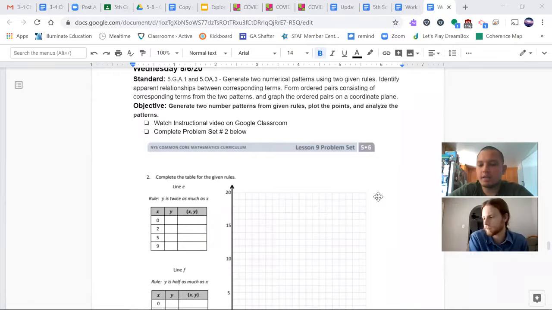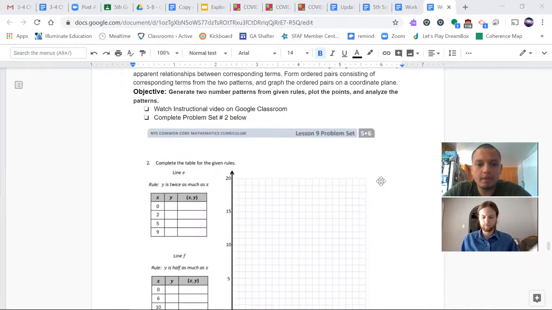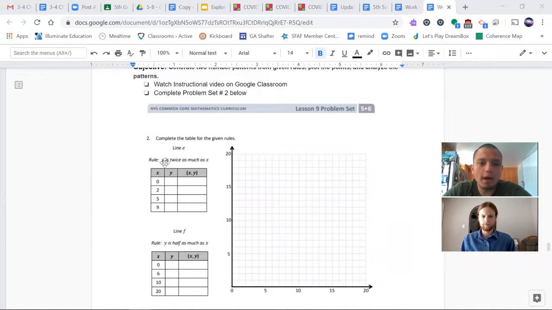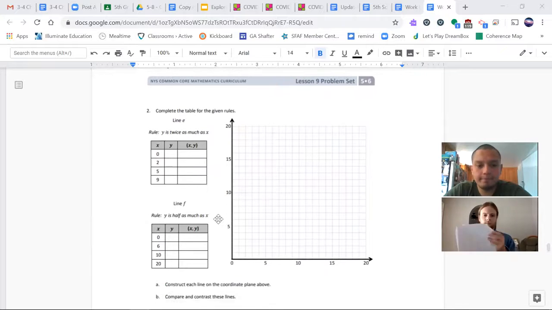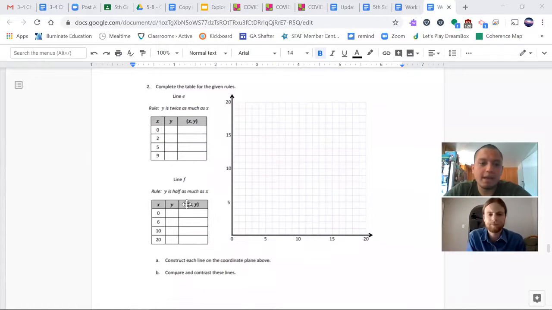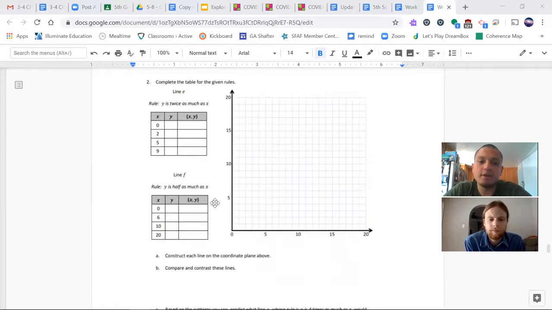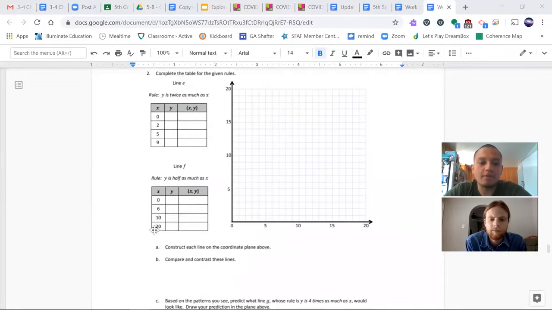Wednesday, here's where it's going to get a little more tricky. We'll be giving the kids a rule, such as Y is twice as much as X. So we will give them an X coordinate, and they need to figure out what the Y coordinate is based on these rules. Here they'll be asked, the rule is Y is half as much as X. So they need to figure out what is half as much as these X values.